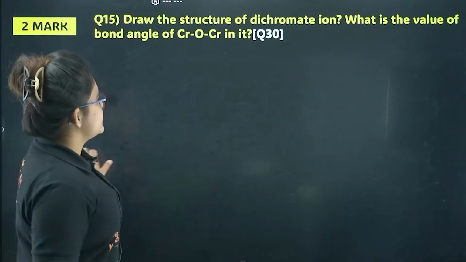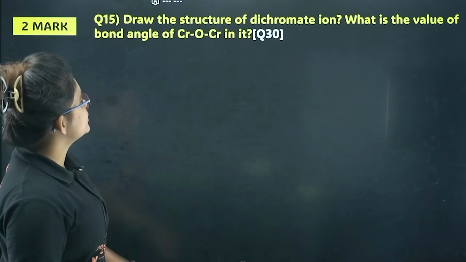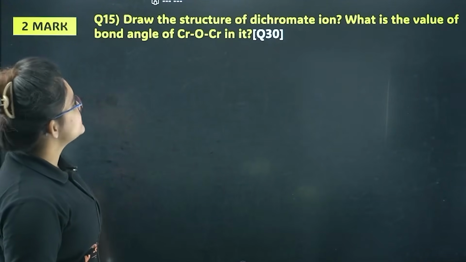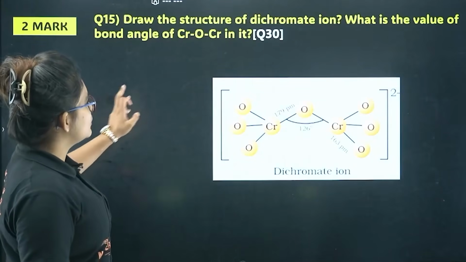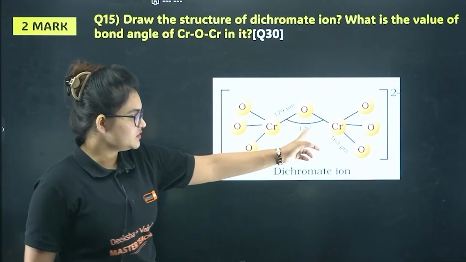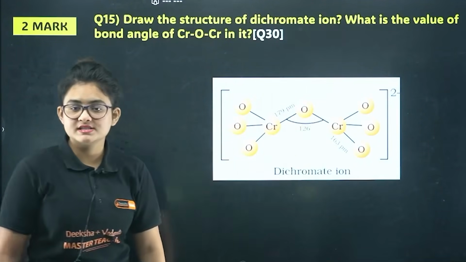Okay, let's proceed. Draw the structure of dichromate ion. What is the value of bond angle in Cr-O-Cr? So this is the structure of dichromate ion. You can see the bond angle is 126 degrees.